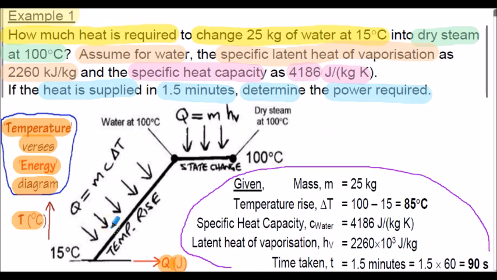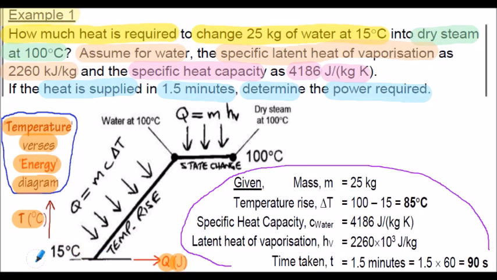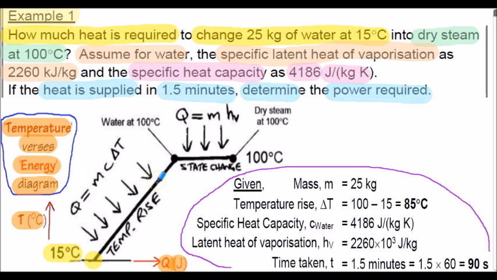So essentially from the question, we have 25 kilograms of water at 15 degrees C. We're going to apply some heat energy to raise the temperature from 15 degrees C to 100 degrees C. So that's water at 100 degrees C. And then we're going to apply further heat energy, but this time we're going to change the state from water at 100 degrees C to dry steam at 100 degrees C.